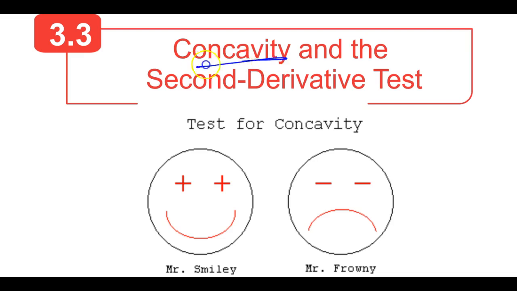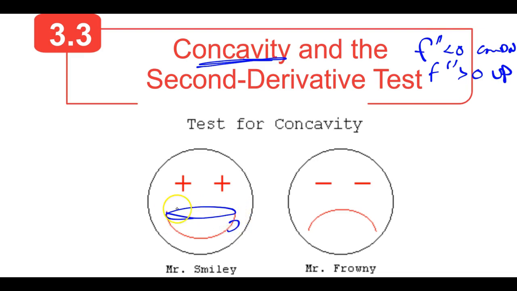Today we're going to learn about how to find concavity for functions, which is if the second derivative is less than 0, then it's concave down. If the second derivative is greater than 0, then it's concave up. We're going to discuss that here.